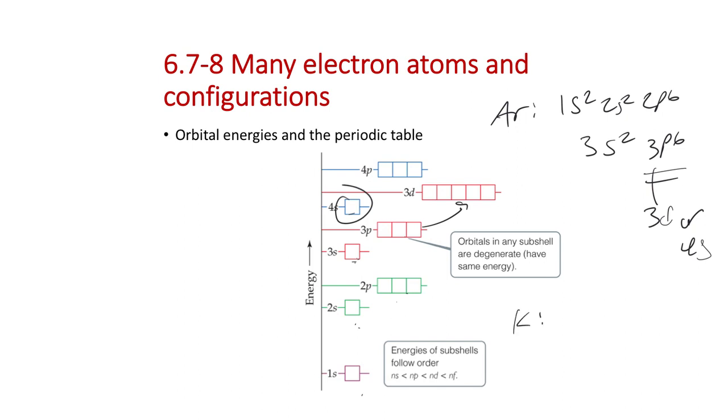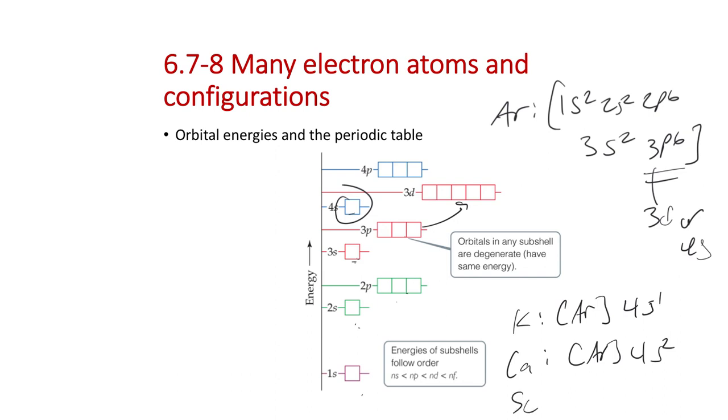So potassium we can condense, using the configuration of argon, so you don't have to keep writing out 1s2, 2s2, 2p6, 3s2. We can just say this is argon, and following that we go to 4s1, and not 3d1. And then calcium next door would be 4s2. And then for scandium, argon 4s2, and then we go to the 3d.